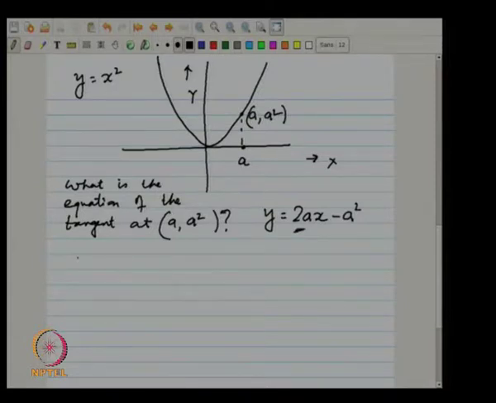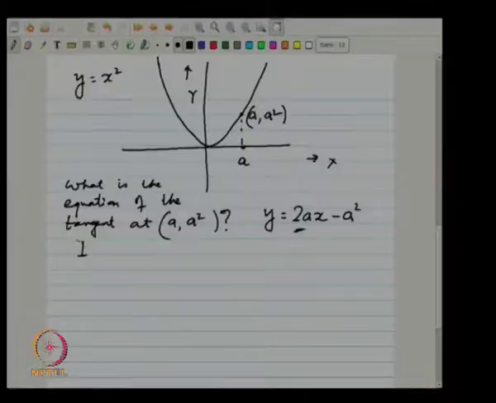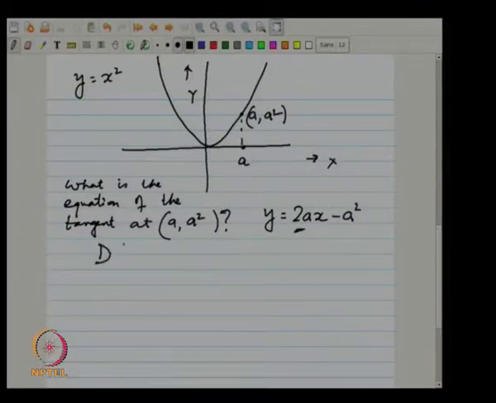the dual transform of that is what? The tangent itself, right? So, what is the dual of a square? By your definition, it is y equal to 2ax minus a square, right. So, it is not a coincidence. The tangent at a square is the dual transform of the point, if the point is on the parabola.